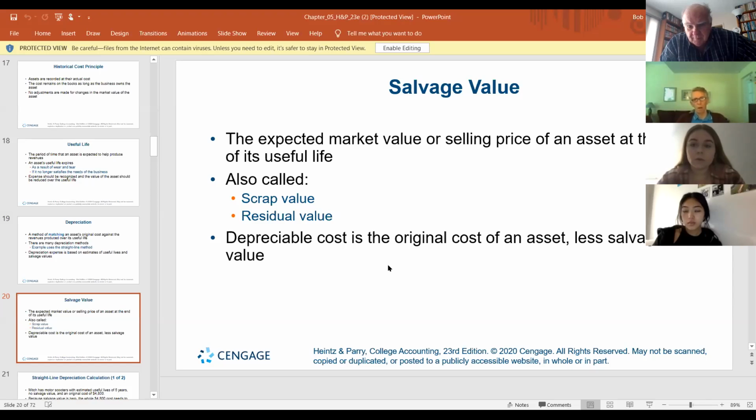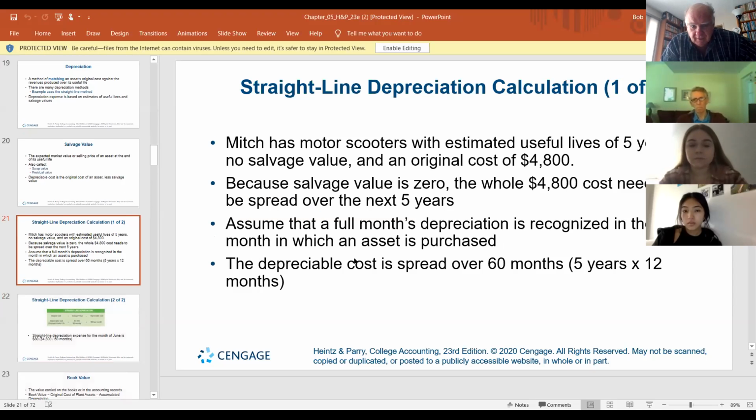And yes, some of these numbers are estimates. Your financial statement does include estimated numbers. We're going to depreciate the cost of the asset less the salvage value. So let's take a look here. Mitch bought those scooters, and he said, I think they're going to last 5 years. No salvage value means that after 5 years, the only thing you can do with that thing is throw it away, okay? So we don't have to worry about salvage value.